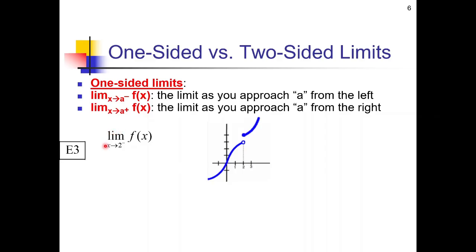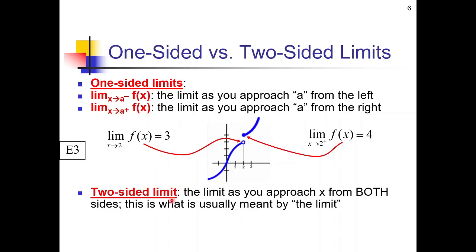So as we approach 2 from the left side, limit from the left, that's coming from the left side here, and we see that we're approaching this y value of 3 at this open dot. Now as we do the right-sided limit, approaching from the right side, we're actually approaching a different y value. That's this y value up here of 4, this solid dot.